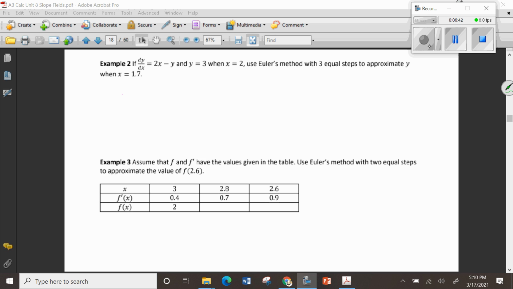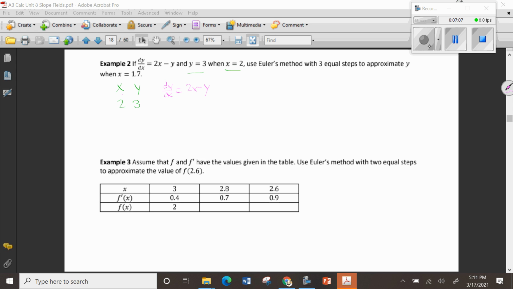Okay, example 2, we're going to try this process again. So where we start is with our initial x and y. It says that y equals 3 when x equals 2. That's our initial point, so I'm starting with 2, 3. And the first thing I have to do is find the slope. So I'm going to say dy/dx is equal to 2x minus y.